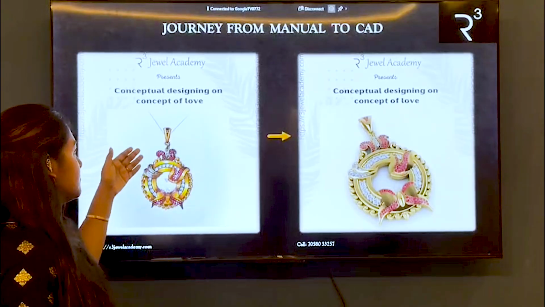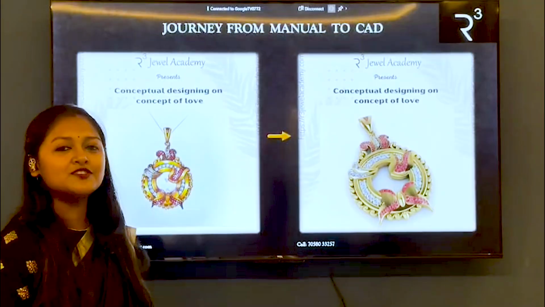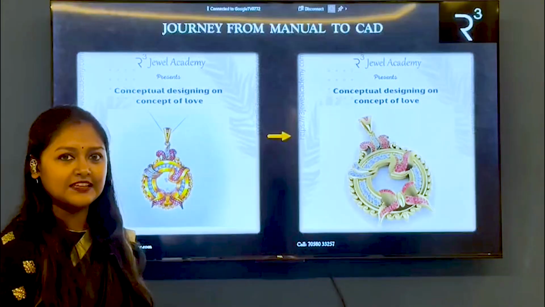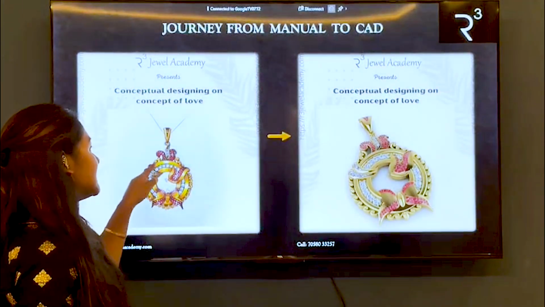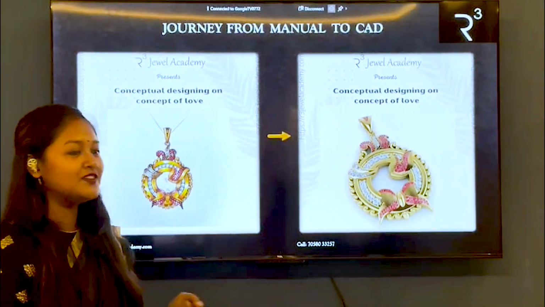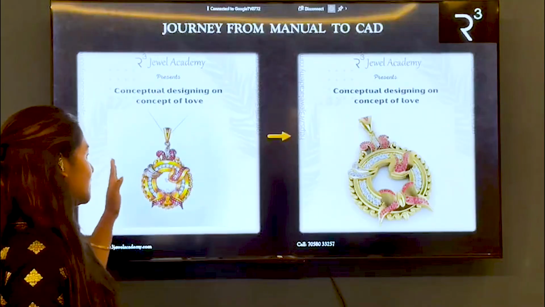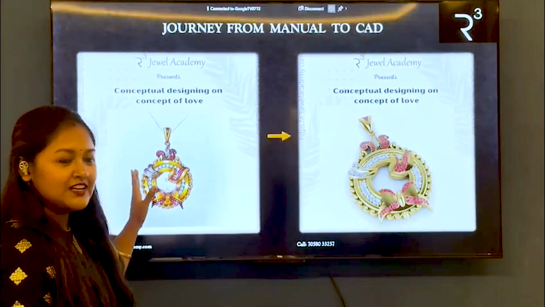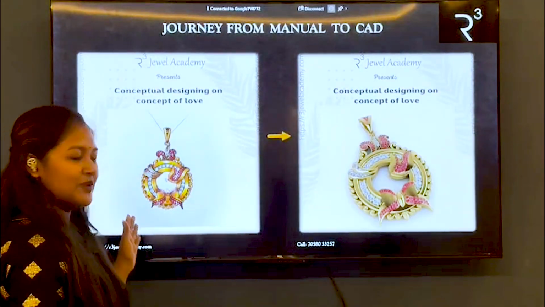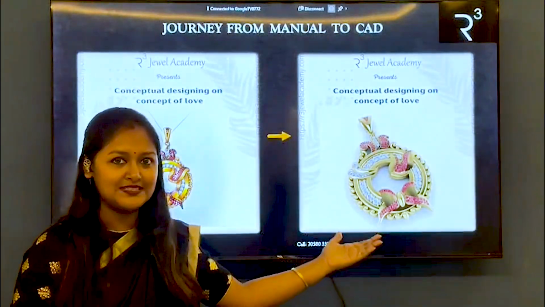If you follow this motif on the top, you will find that there is a fire motif. So taking Agni as the witness, the 7 vows are taken. So here the 2 butterflies are taking the 7 vows, keeping the fire in the center, and the Gadbandhan ritual is represented here with the 2 knots on the left side. So here is a concept and here is the pendant on the topic love. This is the manual design and this is the CAD conversion of the same.